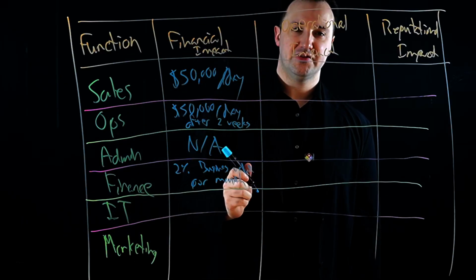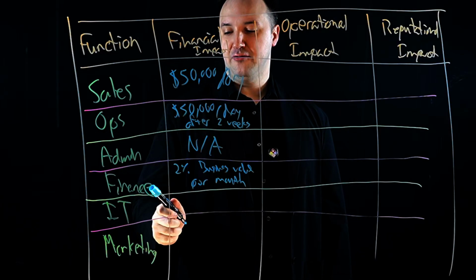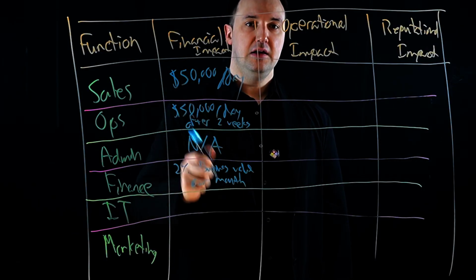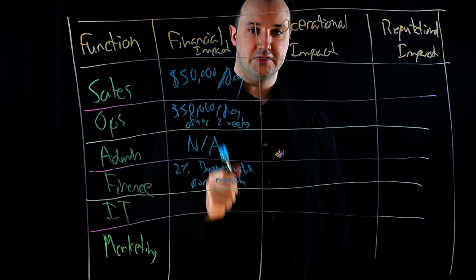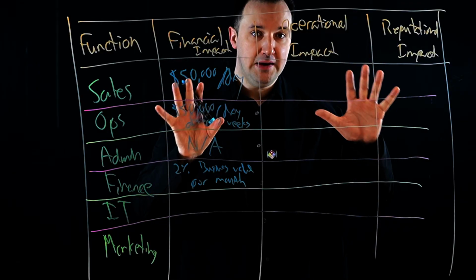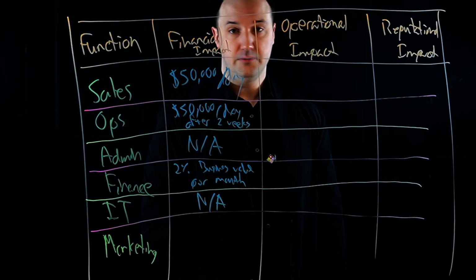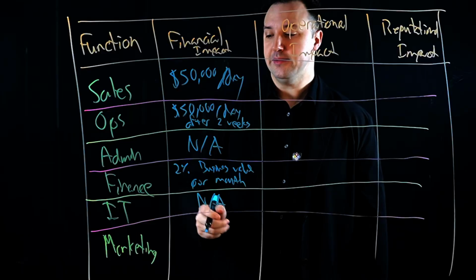IT. So what is the financial impact of losing IT directly? If you have loss from IT because you can't sell, that's a sales problem, not an IT problem. The IT caused sales to get knocked out, but that's not something you're doing here. So it may be not applicable. You might not have a direct financial impact from losing IT.